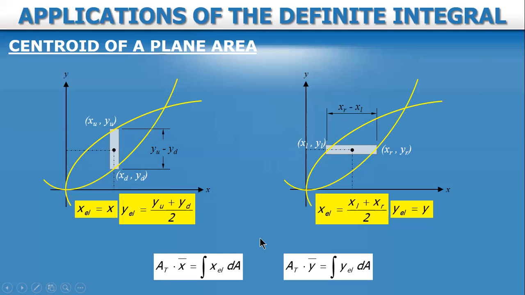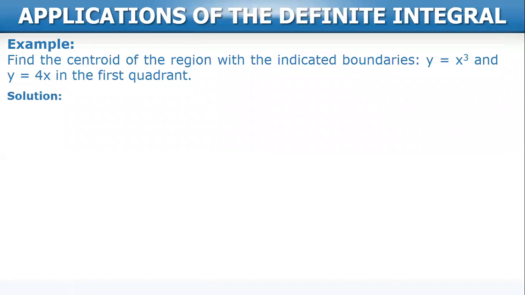Okay. So let us solve some problems to better understand this one. First problem. Find the centroid of the region with the indicated boundaries. Y equal to x cubed and y equal to 4x in the first quadrant. Okay, so first, plot the curves. So, first, you have y equal to x cubed. When you want to plot this one, you can just substitute any value of x and then for every value of x, get the value of y and then connect those points and you can plot the graph. So, this is the graph of y equal to x cubed.